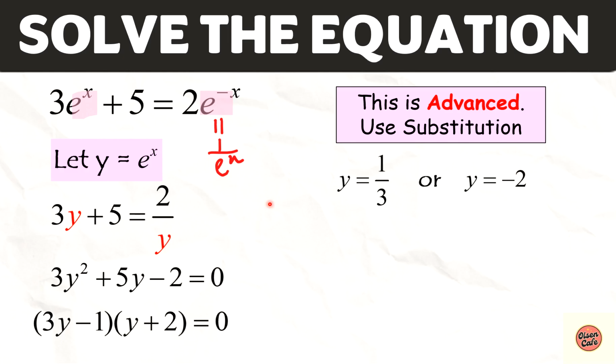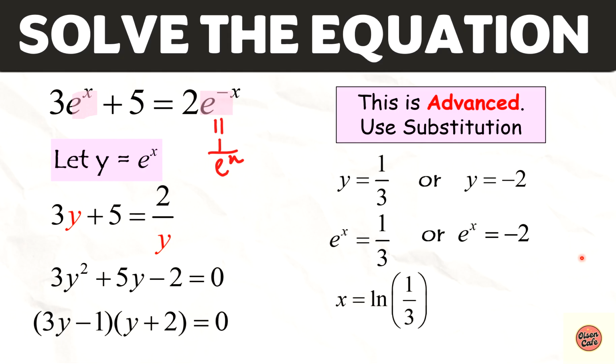Now again, what is y? y is e to the power of x. So I'm going to apply this. Again, I will be able to get this, and using what we have revised earlier on, I know that x equals ln 1/3, and using a calculator, I'm able to get the answer, which is equal to negative 1.10.